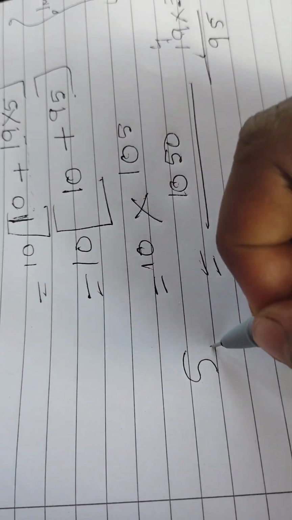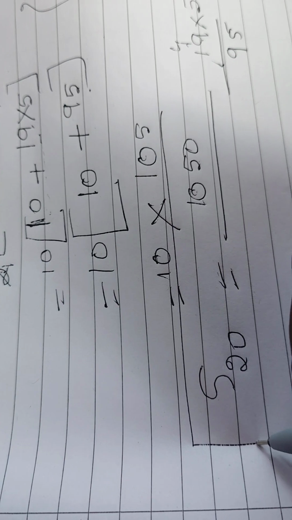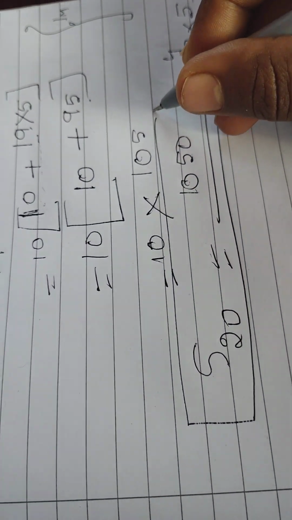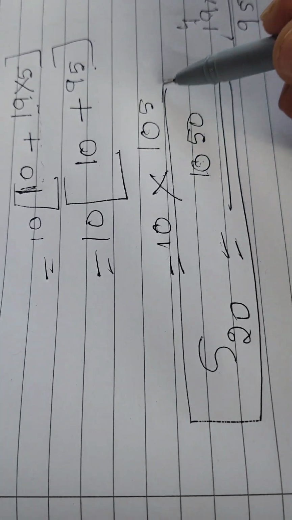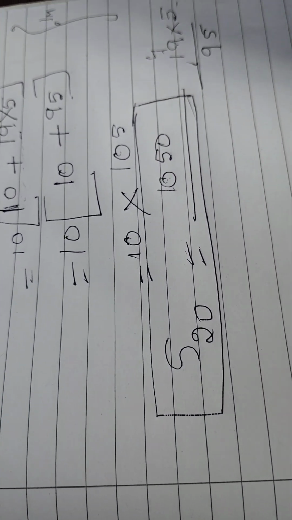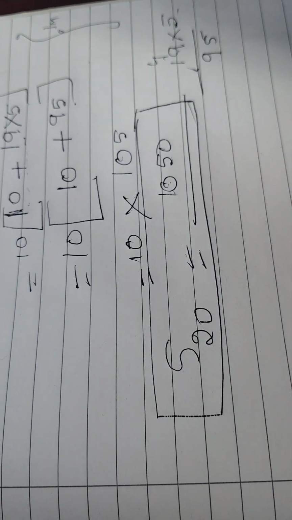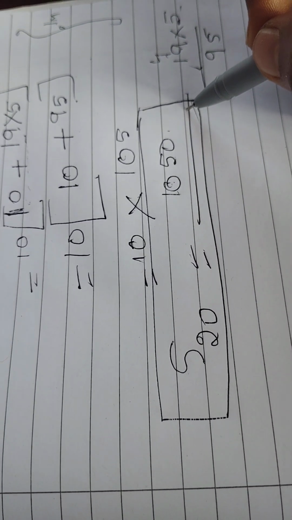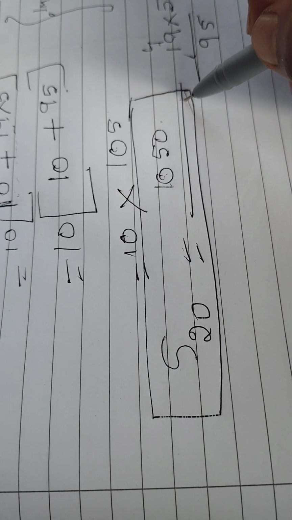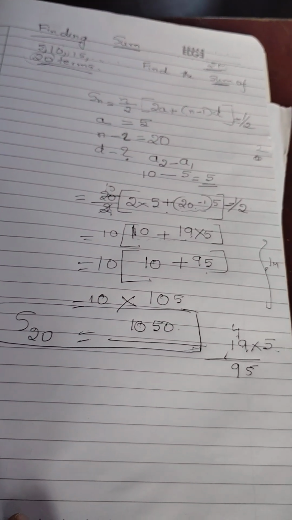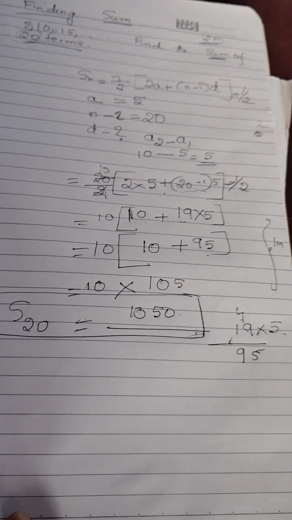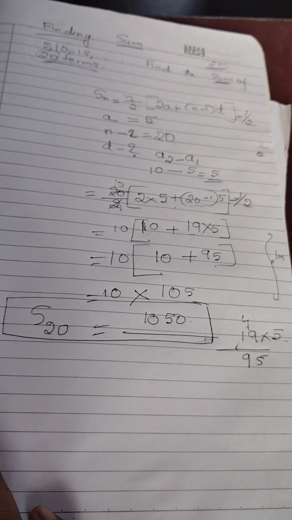So the sum of 20 terms is 1050. See, dear students, one thing you have to remember: while writing the final answer, you have to make a box like this, because you are going to highlight your answer. So put a box like this. Okay, I'll show the video from the beginning once, see clearly. If any doubt is there, you can contact me or message me. I already posted my number in the description box.